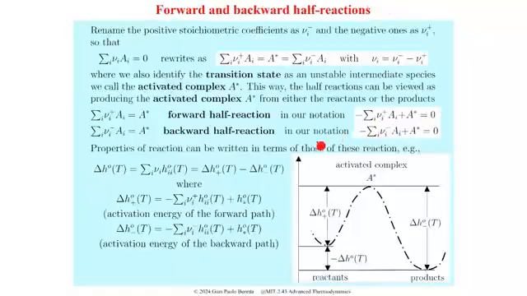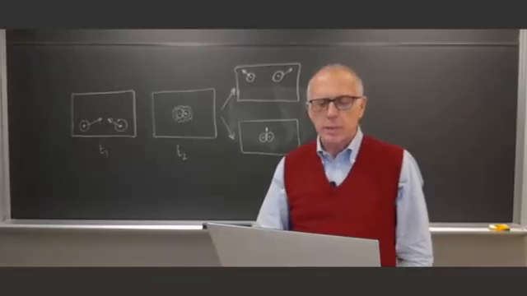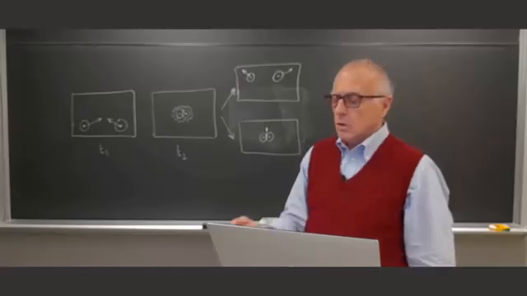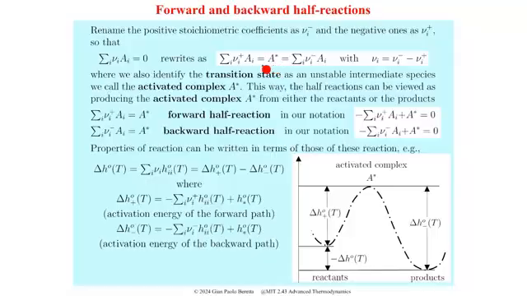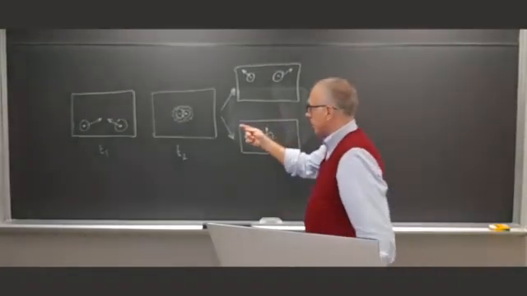However, okay, let's do the formal discussion about this. So essentially, what this says is that we can split the reaction mechanism into two parts. A forward half reaction that takes the reactants and forms, as a result of a collision between the reactants, the activated complex. And the backward half reaction, which is a result of collisions between product molecules, also gives rise to this.